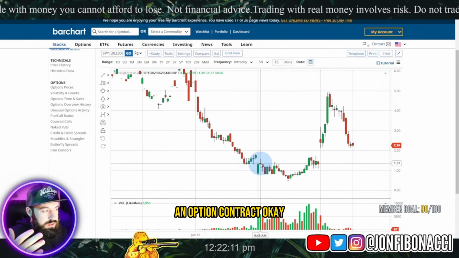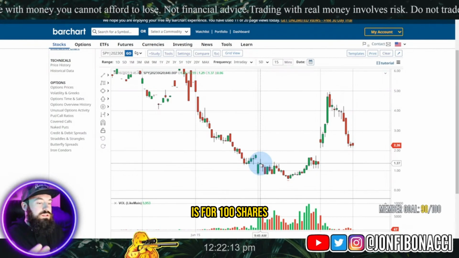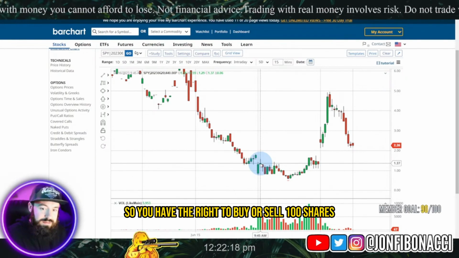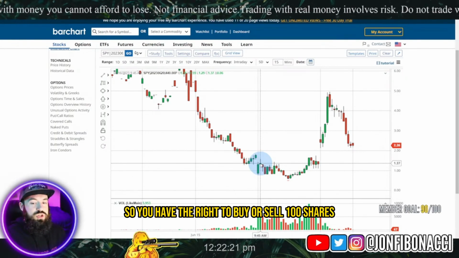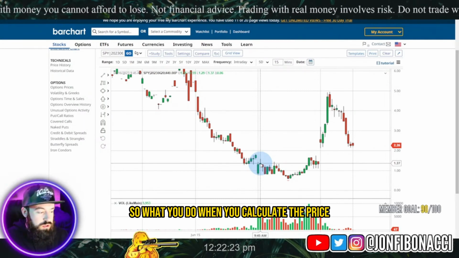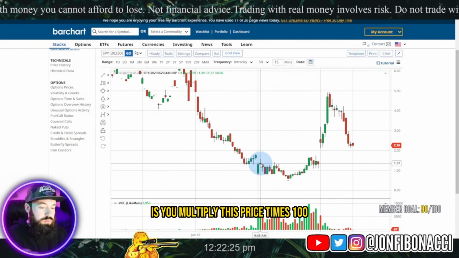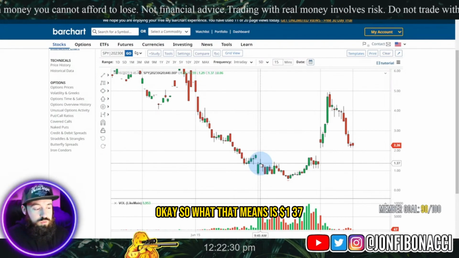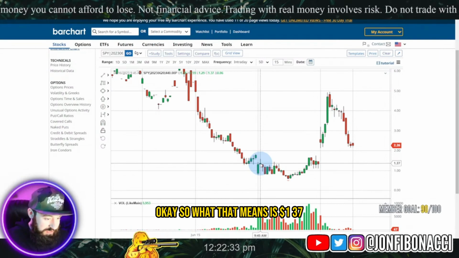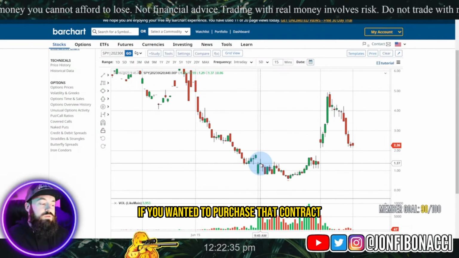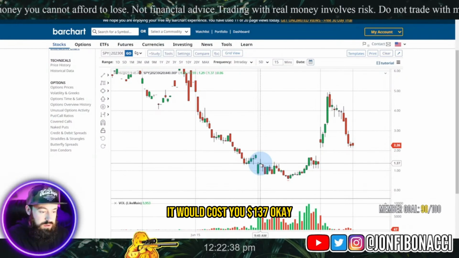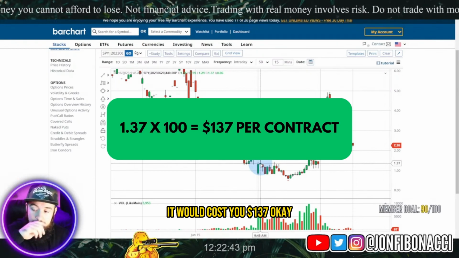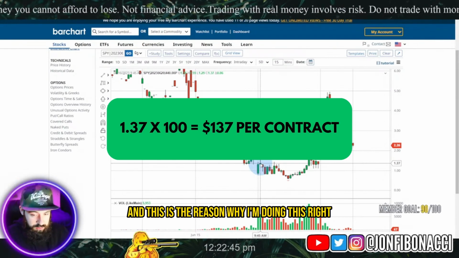An option contract is for 100 shares, essentially. So you have the right to buy or sell 100 shares. So what you do when you calculate the price is you multiply this price times 100. So what that means is $1.37. If you wanted to purchase that contract, it would cost you $137.